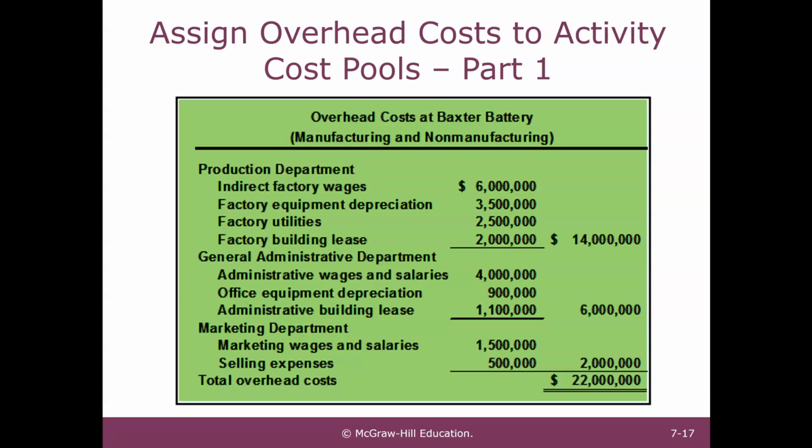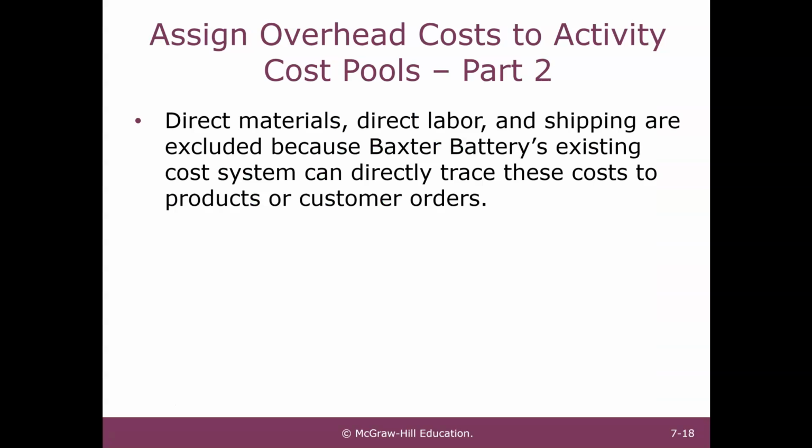The total overhead costs are $22 million. And we're going to keep coming back to these numbers when we start the process of activity-based costing. Direct materials, direct labor, and shipping are excluded because those can be directly traced to the products or the customer orders.